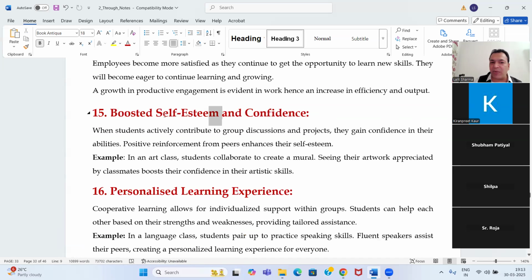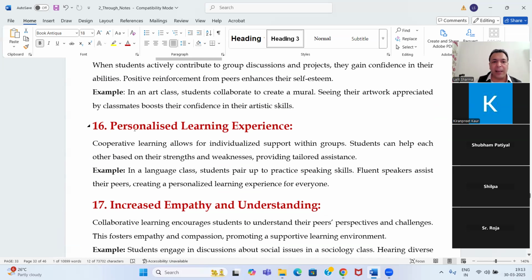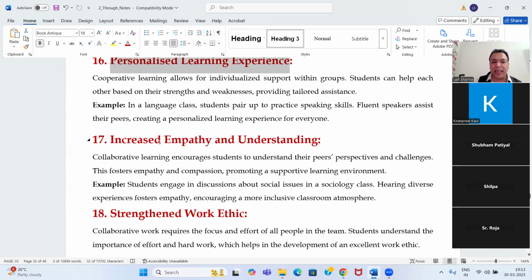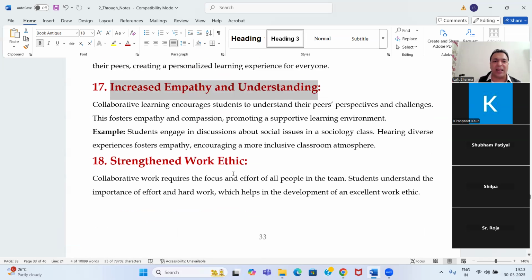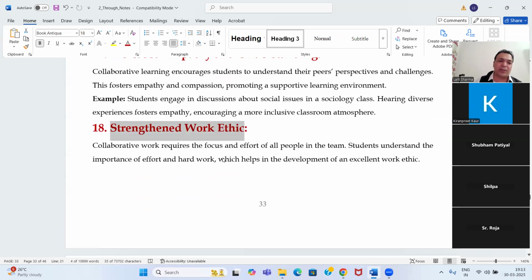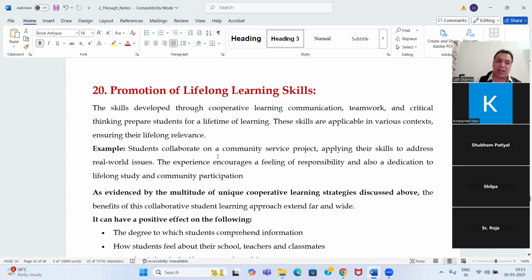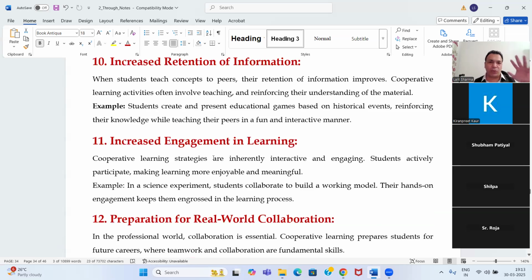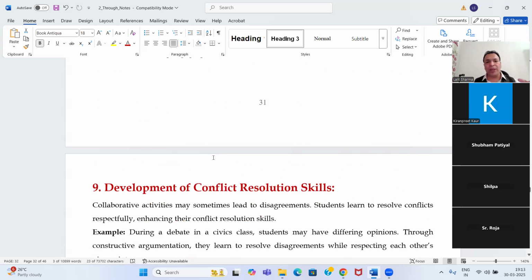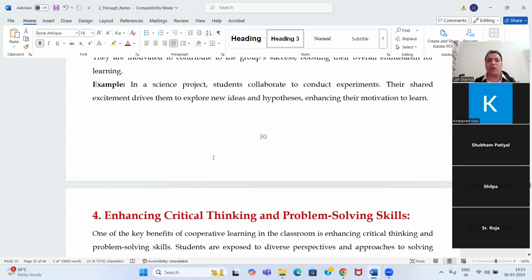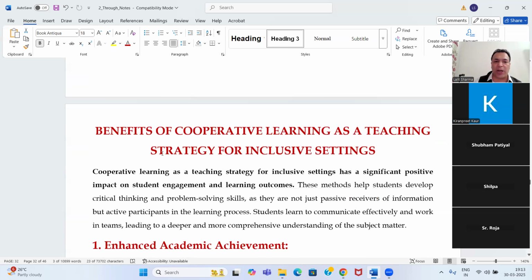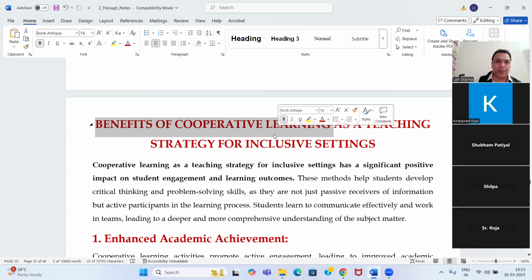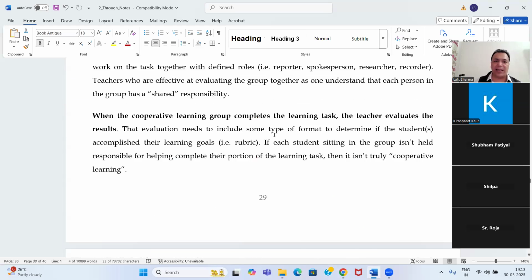ये देखो कितना जरूरी है ये वर्ड self esteem. Okay, how you have to boost the self esteem of the student, right? Personalized learning experience, increased empathy and understanding, strengthened work ethics, promotion of lifelong learning skills. तो ये सारे के सारे all the points guys you have to define, and you have to define them in detail over there. So these are the points of benefits of cooperative learning, right?